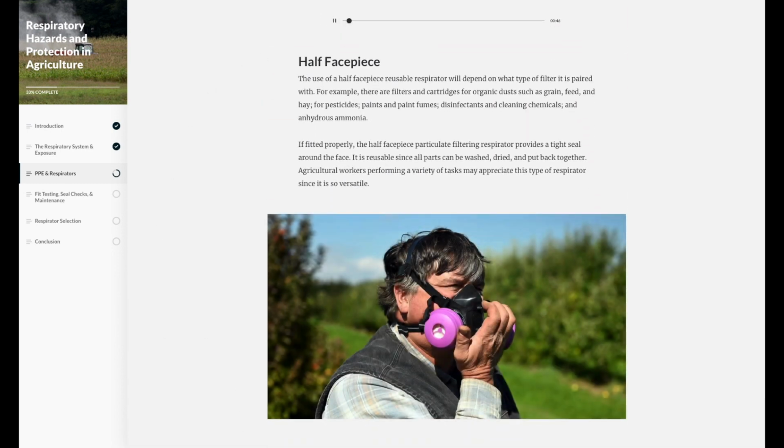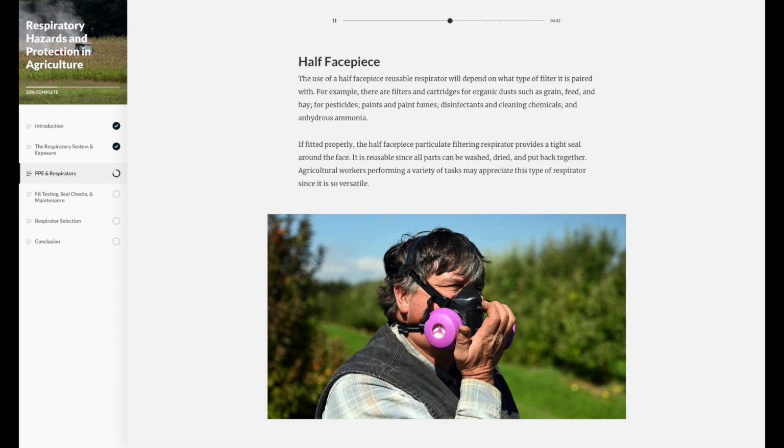The use of a half-face piece reusable respirator will depend on what type of filter it is paired with. For example, there are filters and cartridges for organic dusts such as grain, feed, and hay, for pesticides, paints and paint fumes, disinfectants and cleaning chemicals, and anhydrous ammonia.